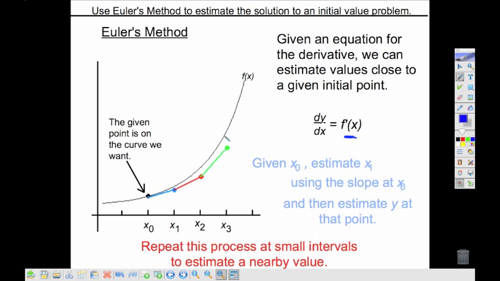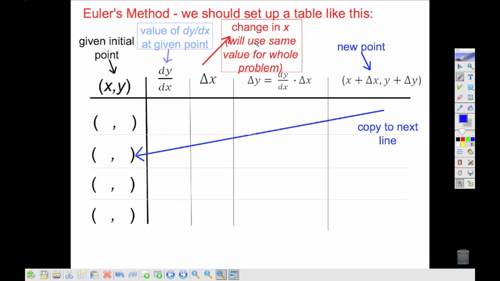Now as we get further away, we're going to be further and further away from our actual curve, so this is only going to be an estimate, but since we're using really small values for those jumps, we may be pretty close to the curve. Now to do this, we're going to use a table that looks something like this.